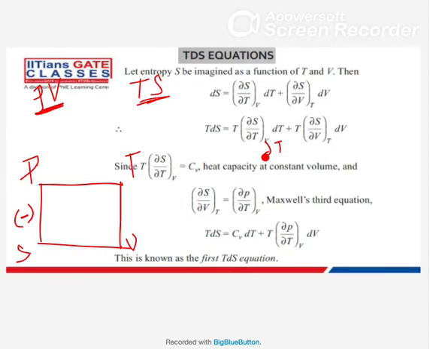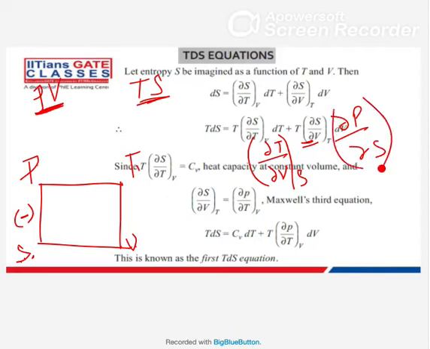Let's say we have dou T by dou V. Now we are going in this direction. So dou T by dou V at constant entropy is equal to, now one ahead, dou P by dou S at constant volume. The only thing is that we have crossed this PS, so we should put a negative sign here. So we got one equation like this.